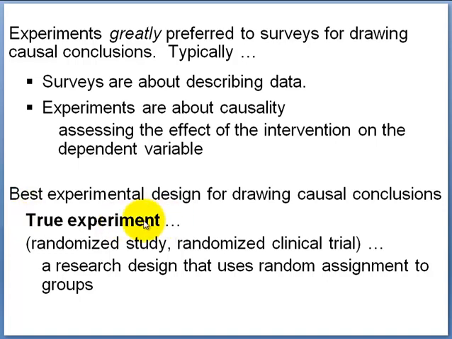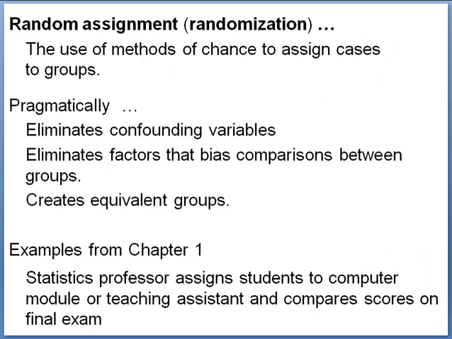Now, the term true experiment is disappearing just a little bit now. So alternative names for true experiment are the randomized study, the randomized trial, or the randomized clinical trial. Now, a true experiment is distinguished by one particular characteristic of its research design. A true experiment is defined as a research design that uses random assignment to groups. Here is a definition of random assignment: the use of methods of chance to assign cases to groups.